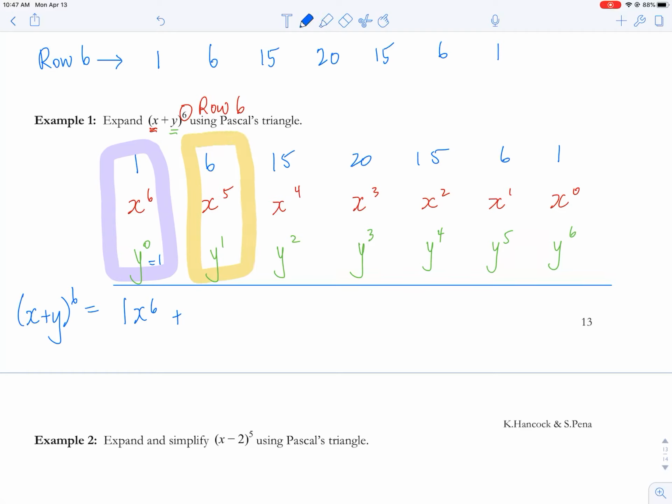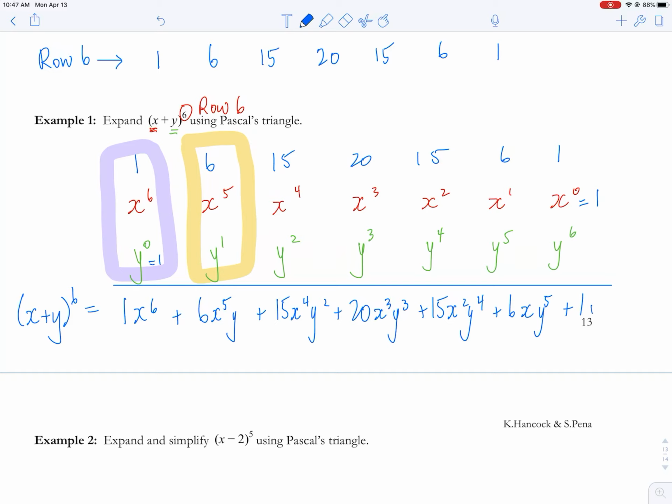here, my coefficient will be a 6, and then it's going to be x to the 5, y to the 1, plus, if I go down here, 15 x to the 4, y squared, plus, this column is 20 x cubed, y cubed. Here we have 15 x squared y to the 4 plus 6 x to the 1, y to the 5, plus x to the 0 equals 1, so 1 y to the 6. And so that would be the binomial expansion of the binomial x plus y to the power of 6.